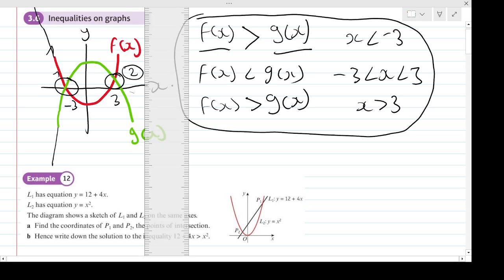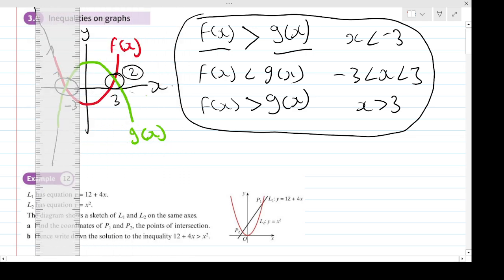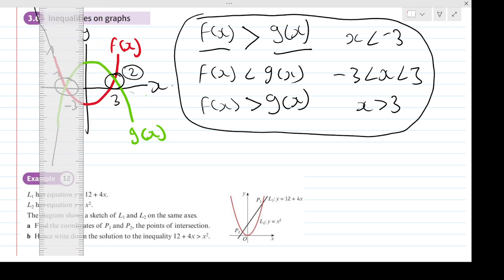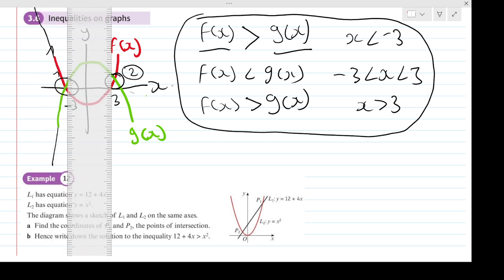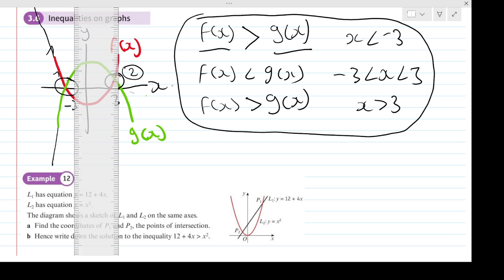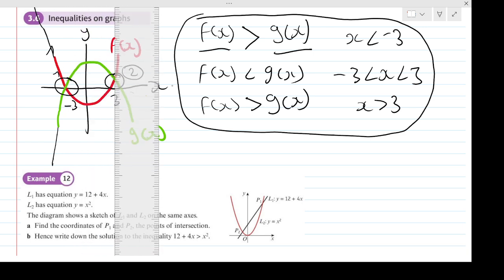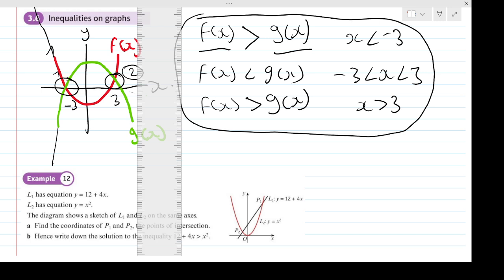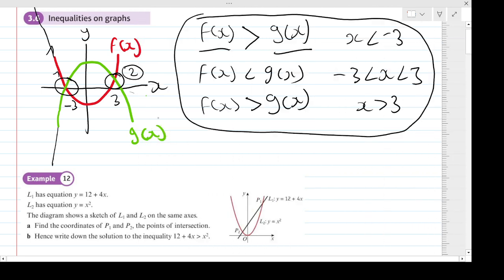Okay, and hopefully you see, to reiterate once more, before the first intersection at minus 3, f of x, the red curve, is above g of x. Then we move towards the first intersection point. Between that and the second one, g of x, the green curve, is now above the red curve. So f of x, the red curve, is now below g of x. So f of x is less than g of x. And then after we move off from the second intersection point, f of x is now above g of x again, so it's greater than g of x. Okay, so that is the whole idea of this section.